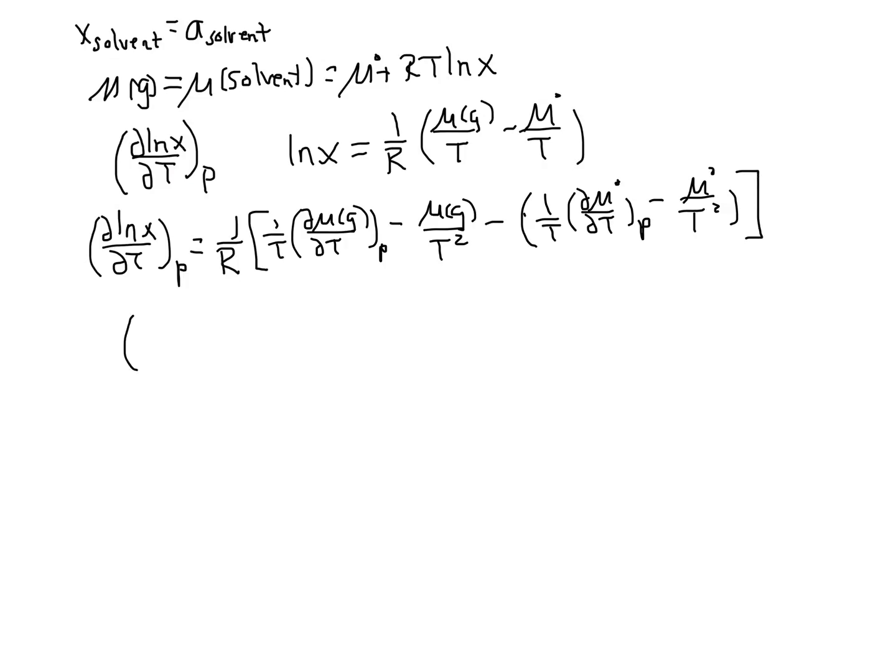Recall that the derivative of the chemical potential with respect to temperature is equal to minus the molar entropy. Remember also that the chemical potential of a pure substance is equal to the molar Gibbs free energy of that substance.